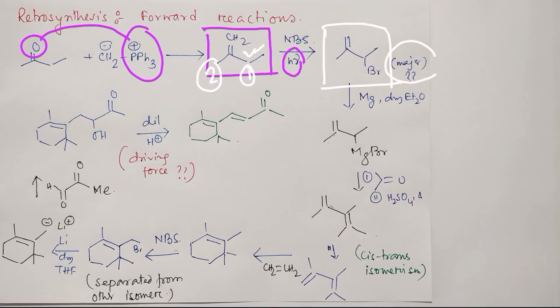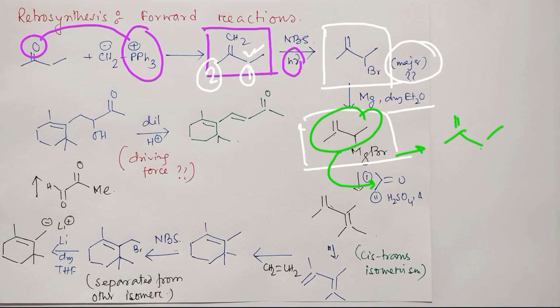After that, what can we do? We can react this with magnesium in anhydrous ether to prepare the corresponding Grignard reagent. I have already discussed the Grignard reagent; if you have any difficulty, you may visit that video. Fine, this is the Grignard reagent. Now what can happen? This Grignard reagent is a carbon-based nucleophile, so this part can attack here and result in a tertiary alcohol. This is the tertiary alcohol.